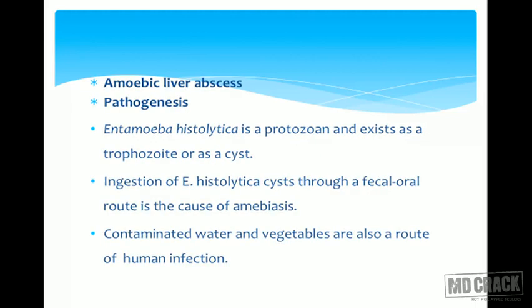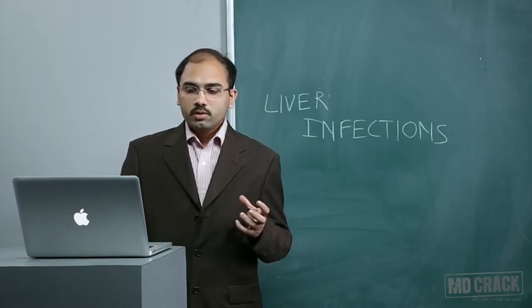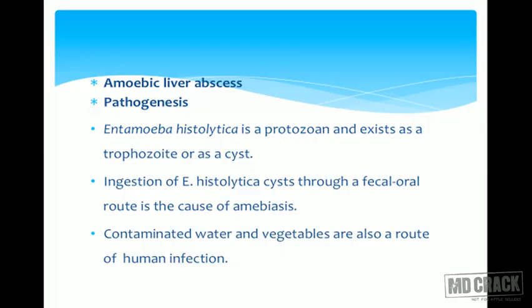So friends, now we'll see amoebic liver abscesses. We'll see how these abscesses occur in the liver. Entamoeba histolytica is the causative protozoon and it exists as a trophozoite or as a cyst. Cysts of Entamoeba histolytica are ingested, the intake being through the fecal-oral route.